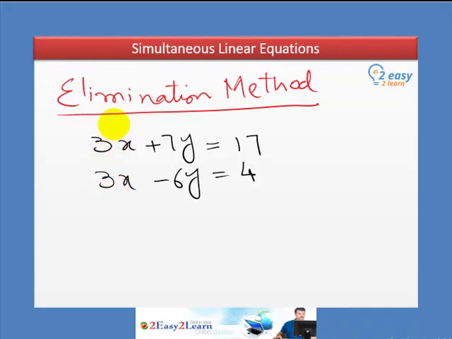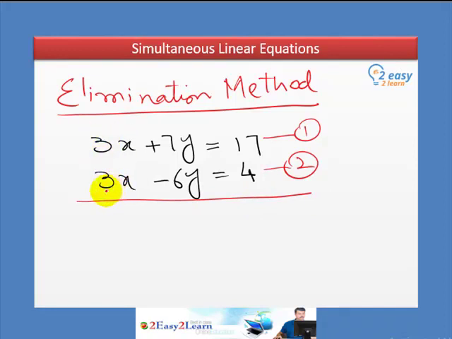In this, then we can mark this. This is equation number one and it is equation number two. The coefficient of X is 3 and the coefficient of X in equation number 2 is also 3. And the coefficient of Y is 7 and the coefficient of Y in the second equation is negative 6. So better we can remove or eliminate 3 because both have the same coefficient.